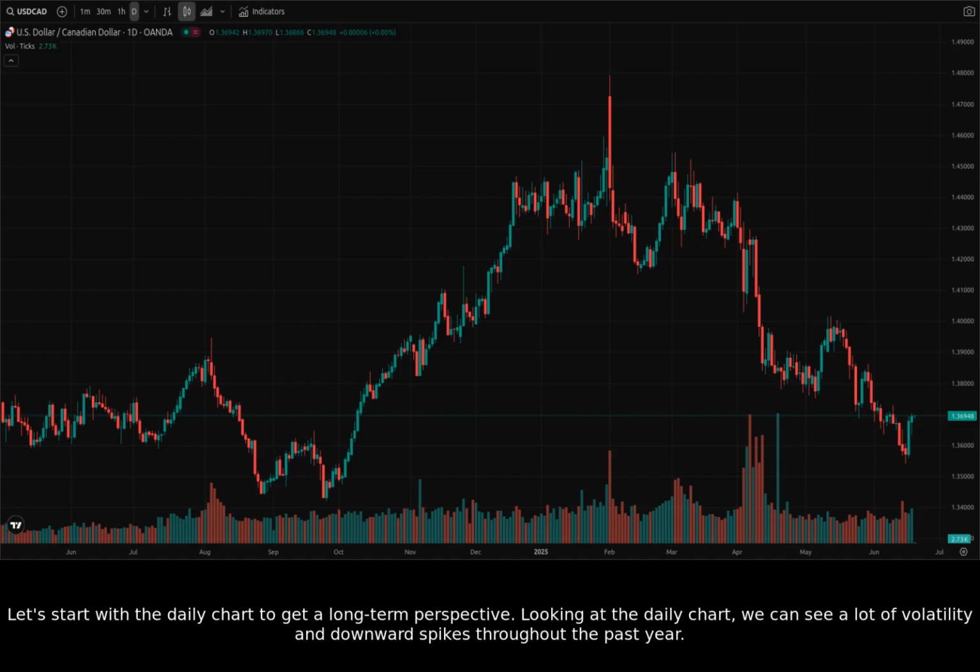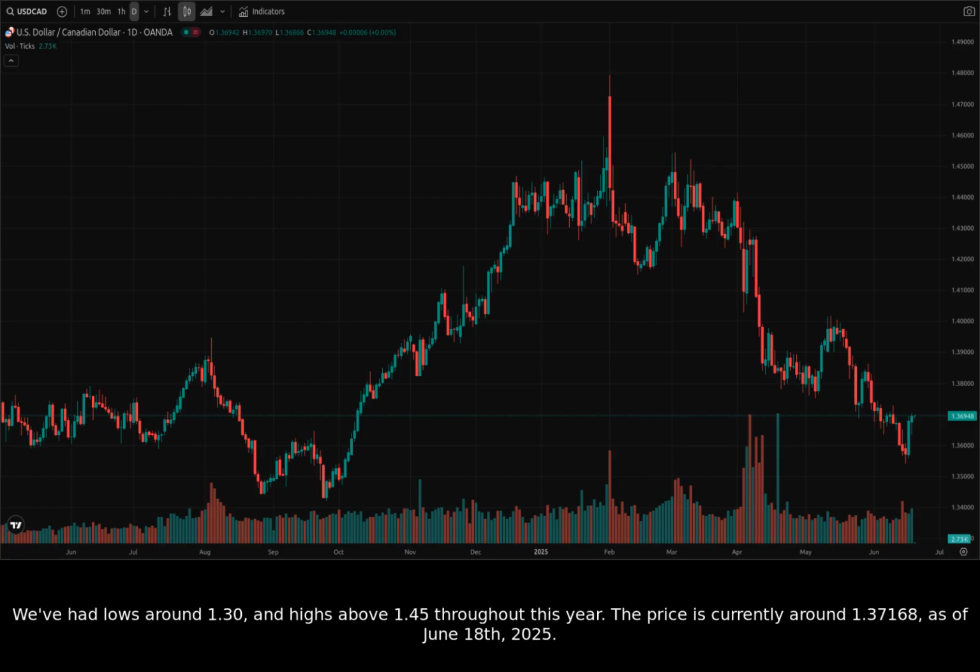Let's start with the daily chart to get a long-term perspective. Looking at the daily chart, we can see a lot of volatility and downward spikes throughout the past year. We've had lows around 1.30 and highs above 1.45 throughout this year. The price is currently around 1.37168 as of June 18, 2025.